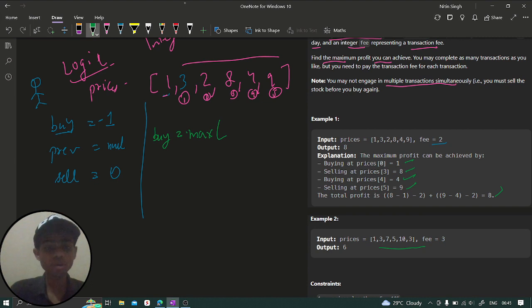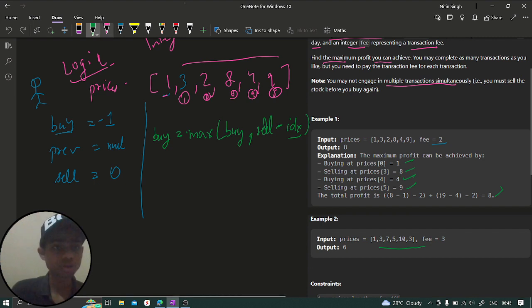Now understand this, we don't want to cram this particular statement, so try to understand this one. Maximum of buy or sell minus this particular value, right? So we can say my index value, assuming this is the value on that particular index. Before that we have to store this variable buy in our previous, which is minus one, right?